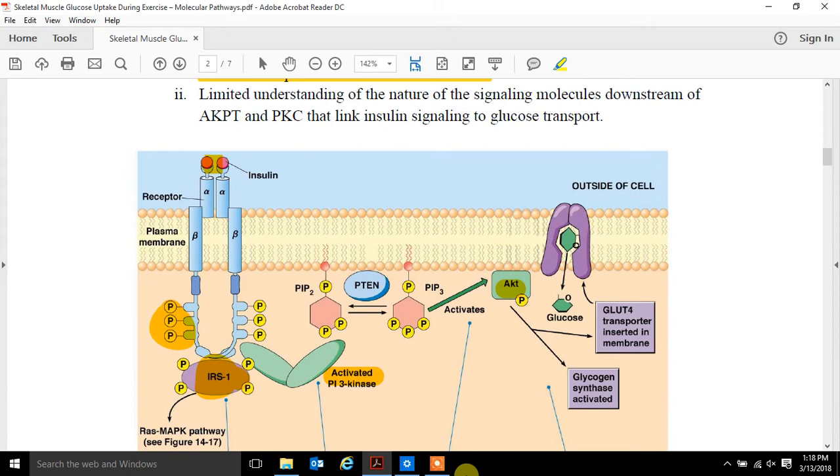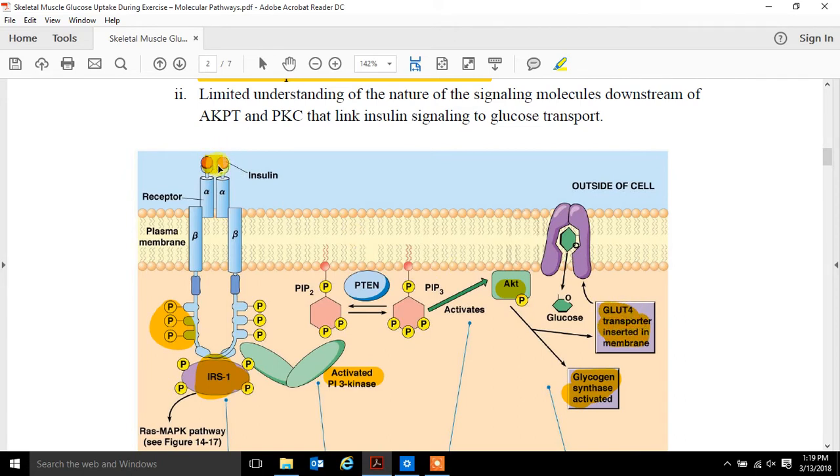So this is the step in which insulin tells the cell to get GLUT4 transporters into the plasma membrane. It also then, what are we going to do with that glucose? We've brought it into the cell. What's next? So it also stimulates glycogen synthesis activation. So we get two components.